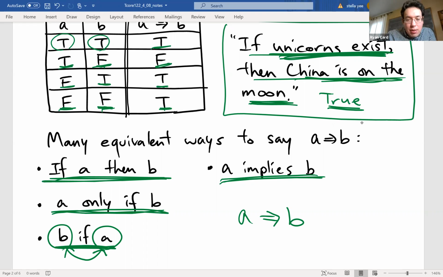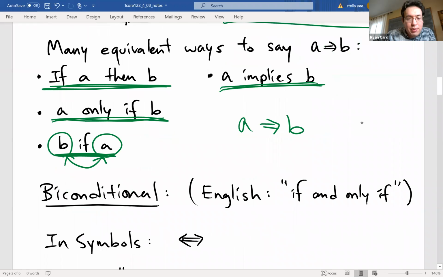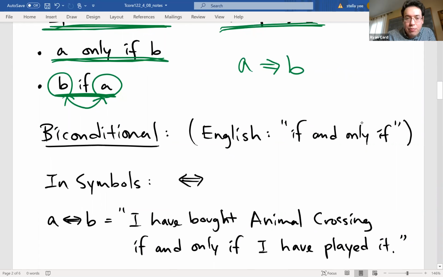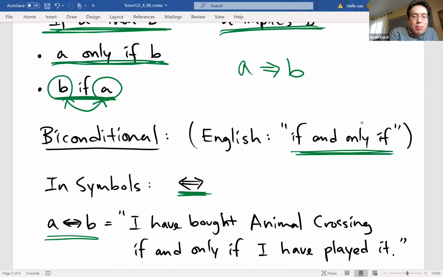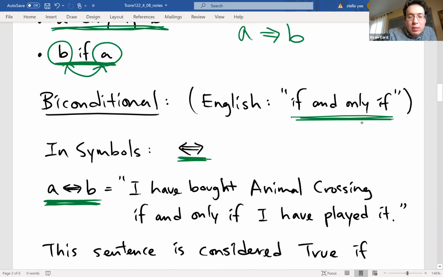Okay, so I think, oh yeah, one more connective, biconditional. In English, you might say "if and only if." In symbols, it's a double-headed arrow. So A and B might point to each other. If I bring this back to the Animal Crossing example, the sentence A double arrow B, or A if and only if B, could be read: I have bought Animal Crossing if and only if I have played it.